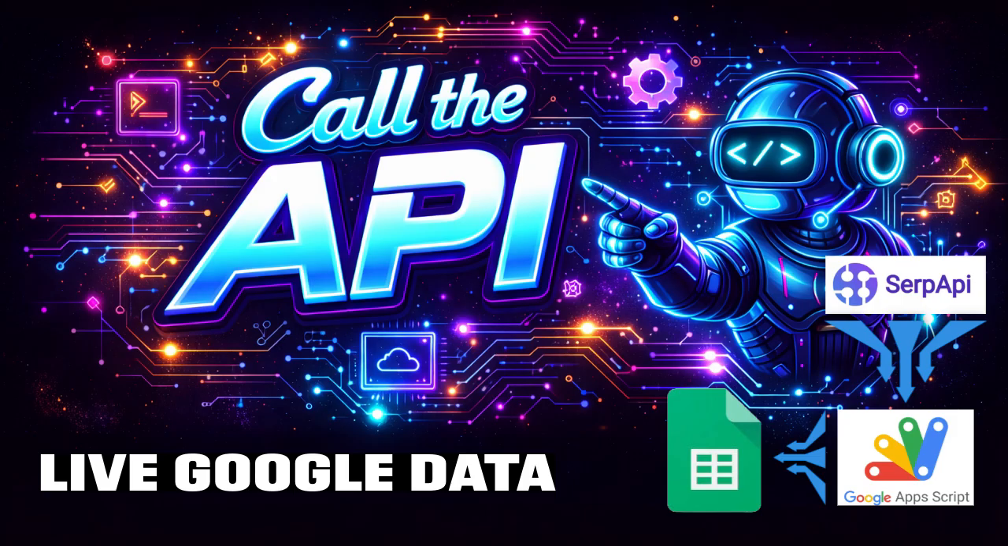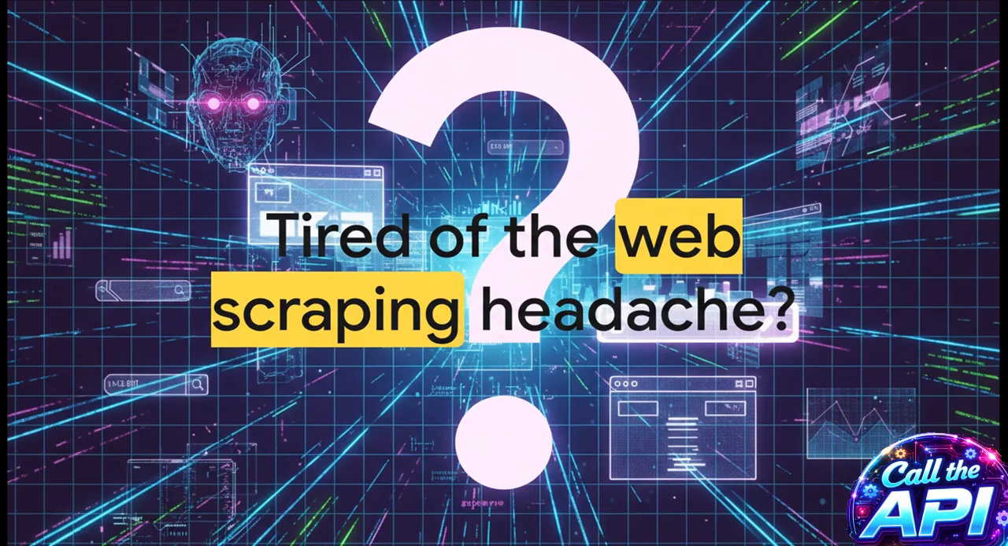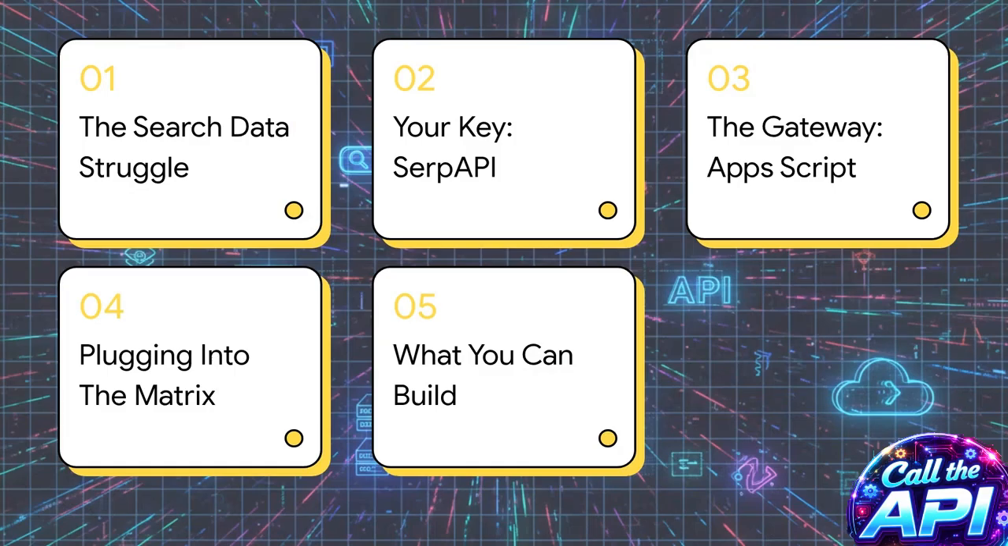Look, if you've tried to automate getting live search data, you know the feeling. It is a constant, frustrating battle. But what if there was a way to just skip all that pain and get the data you need right when you need it? So here's our game plan.